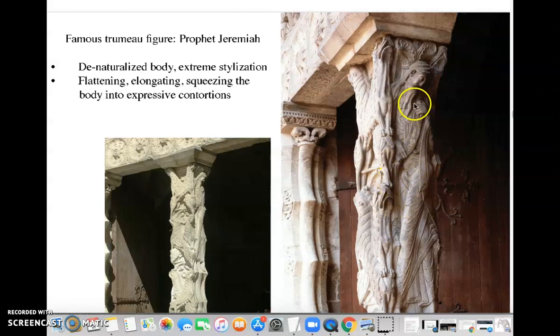This figure is so famous because it seems to be squeezed and pressured and compressed, and it's a figure of a prophet holding a scroll, as if the pressure of actually prophesizing the word of God is expressed in the whole flowing tension and ripple of line work.